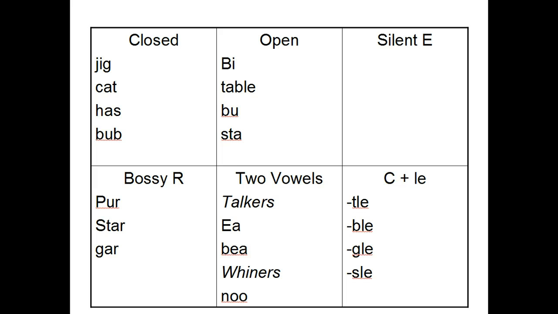Close look at the C plus LE pattern. Now the C plus LE pattern actually stands for consonant plus LE. A lot of the kids will take a look at C and actually think that it literally means CLE at the end of a word, and so it's really important for them to know that that C actually just stands for consonant.